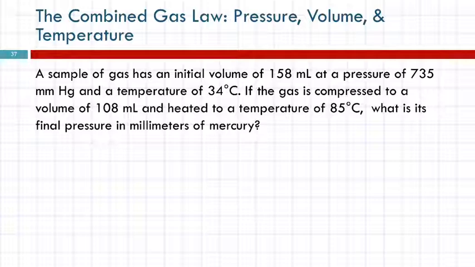A sample of gas has an initial volume of 158 milliliters at a pressure of 735 millimeters of mercury and a temperature of 34 degrees Celsius. If the gas is compressed to a volume of 108 milliliters and heated to a temperature of 85 degrees Celsius, what is its final pressure in millimeters of mercury? That's a lot of words and a lot of numbers, so we're going to make a table.